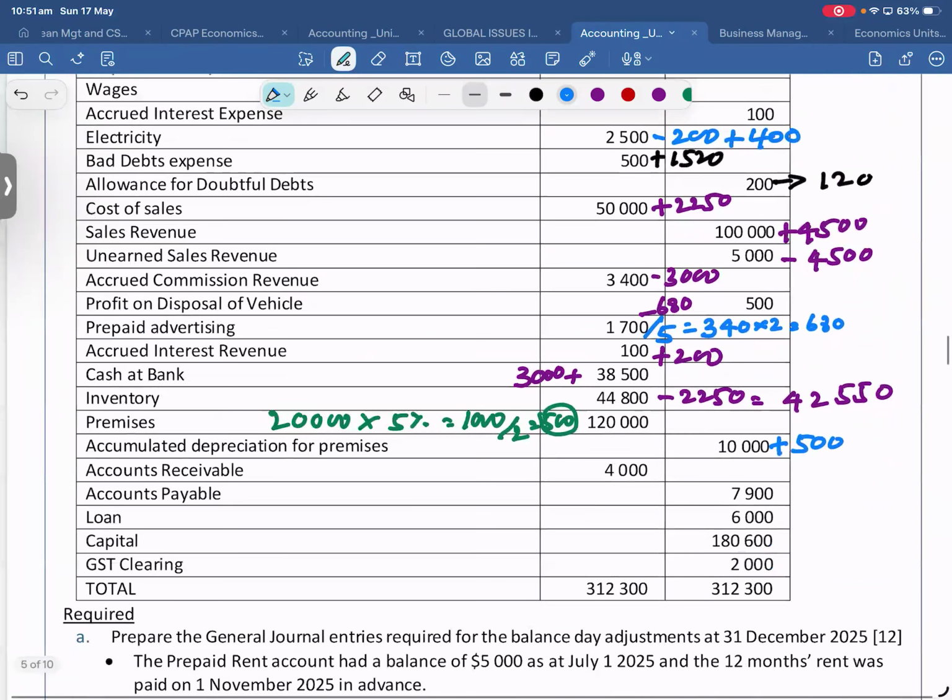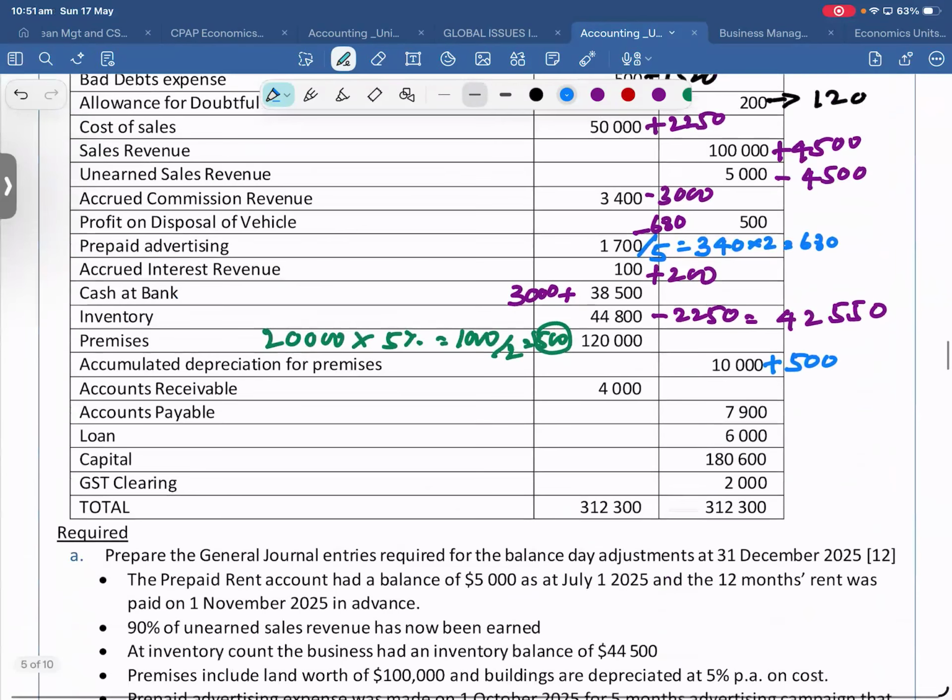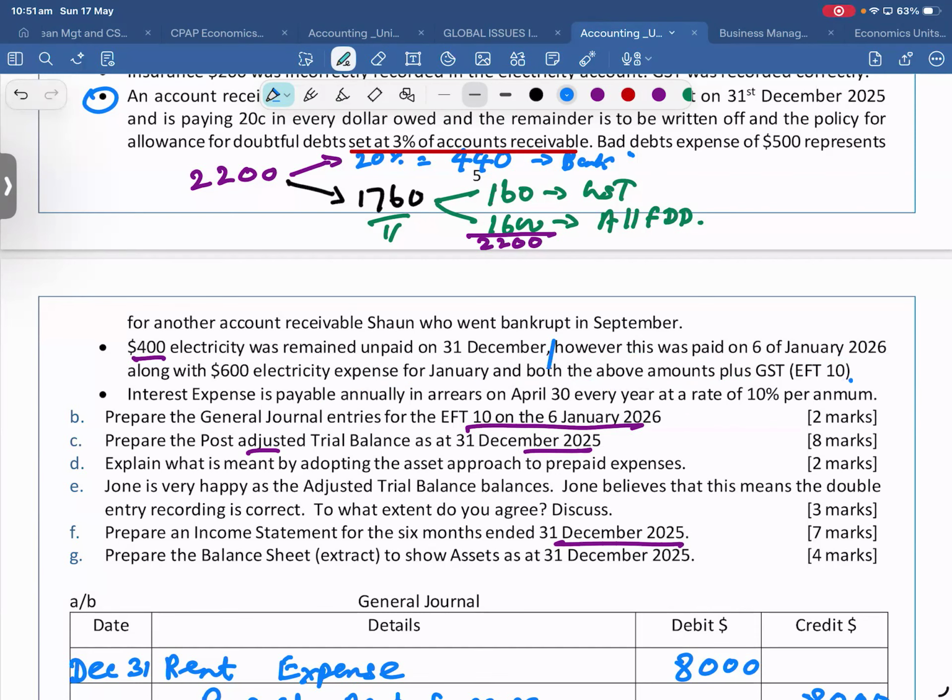Then still we are not done. However, so we did up to here. However, this was paid on 6th January along with 600 electricity expense for January and both the above amounts plus GST. EFT 10 is, guys, part B, so we'll do it later. Before that, we'll do interest expense is payable annually in arrears on 30th April every year at 10% per annum.